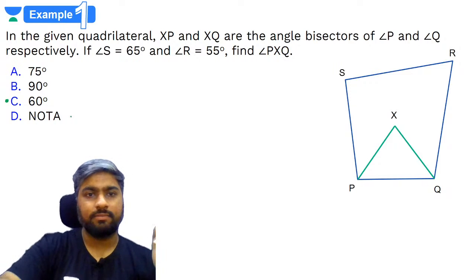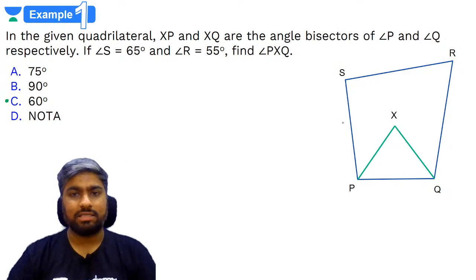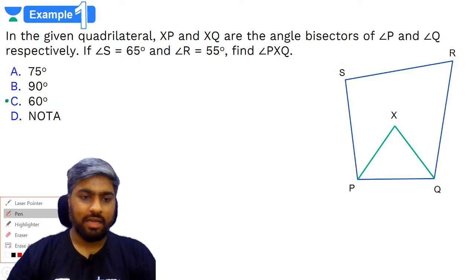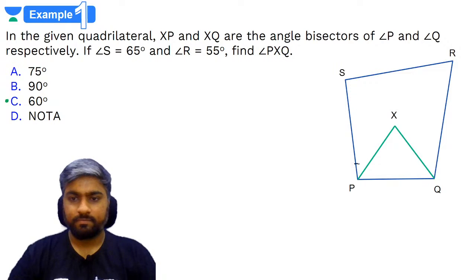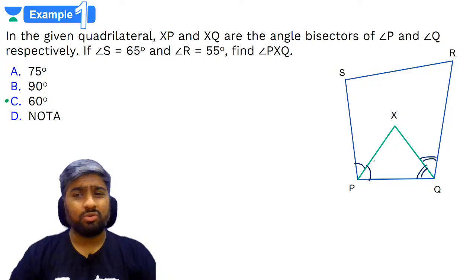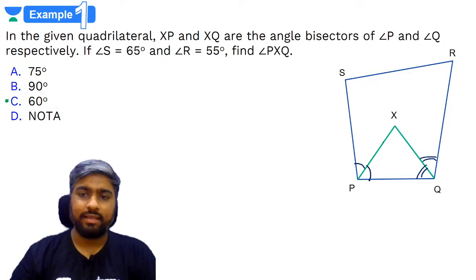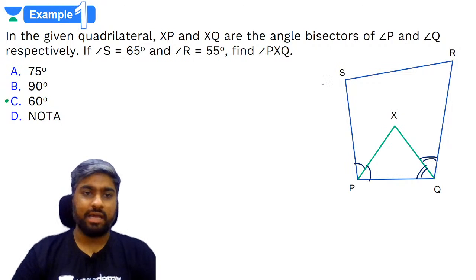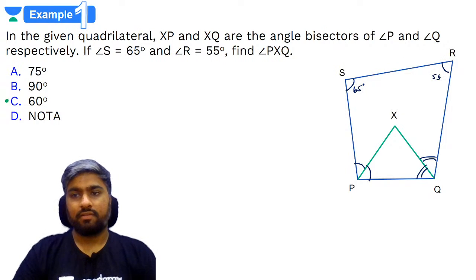So let's do this question. What does it say here? In the given quadrilateral, XP and XQ are angle bisectors of P and Q. That means the angles get bisected here. This would be equal to this, and this would be equal to this, right? Now in this given quadrilateral, there's nothing for sure. You can't look at it and say two sides are equal or parallel or perpendicular, because the quadrilateral is shaped that way. They've given that angle S is 65 and R is 55.